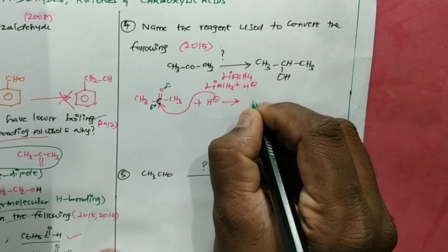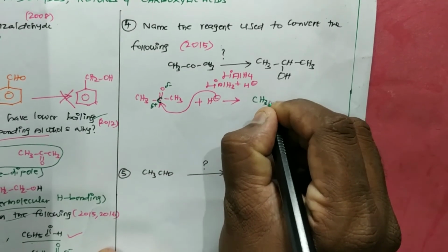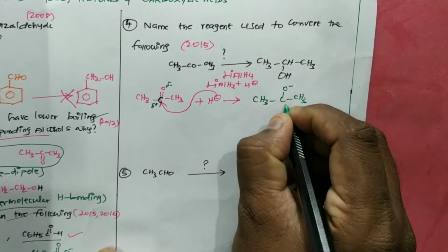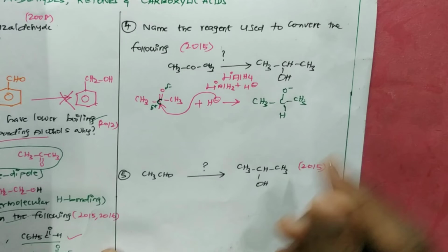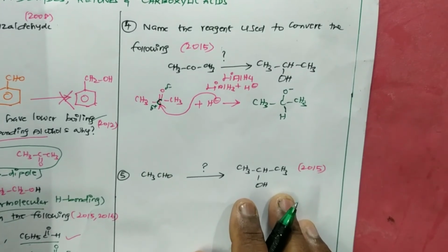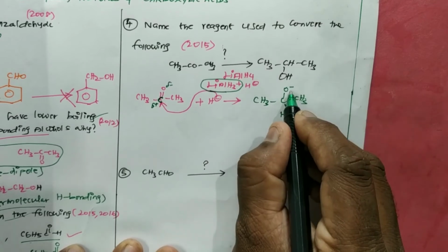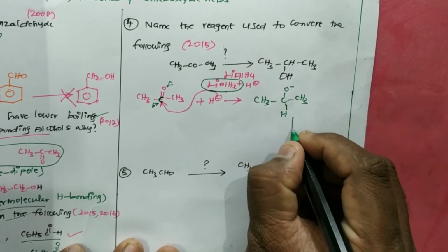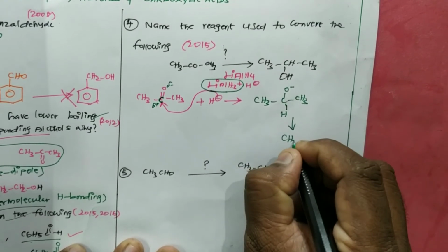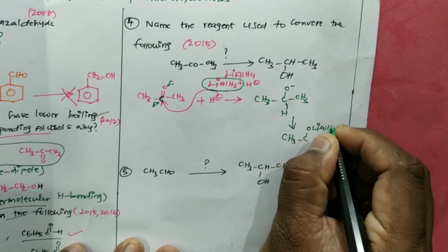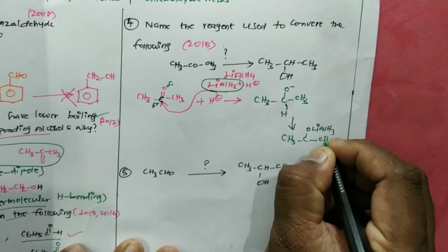Okay, now let's write the reaction. That is CH3, C and O minus. Here also one CH3 is there, and the added hydrogen is attached here. And next, Li Al H3 plus is there, and that will be attached to this minus. So I will be getting a product, that is CH3, C, O, Li, Al, H3 along with CH3.